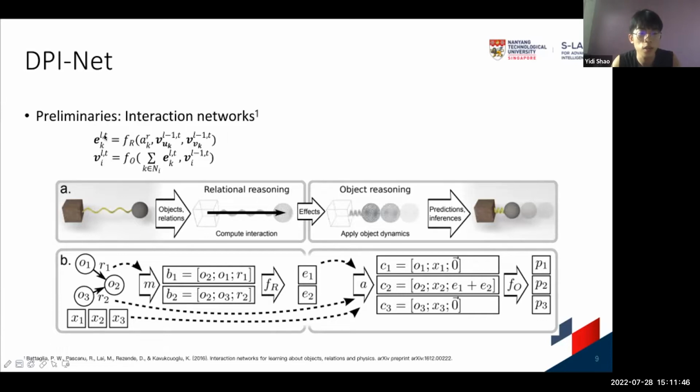Then the interaction network will aggregate information from all edges to compute the new particle states, which is equal to the FO here. So this process is more like aggregating all the forces from neighbors and inferring the particles' new motions.